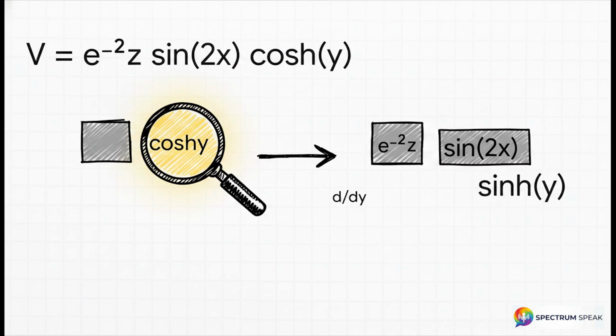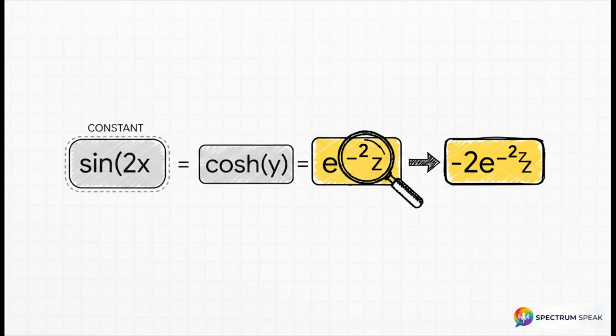We do the exact same thing. We just ignore the x and z terms for a moment and focus only on the hyperbolic cosine of y, or cosh y. Its derivative is sinh y. And boom, that's the second piece of our vector. And finally, for z, we're going to treat x and y as constants. The derivative of e to the minus 2z is minus 2 times e to the minus 2z. And that gives us our third and final component.